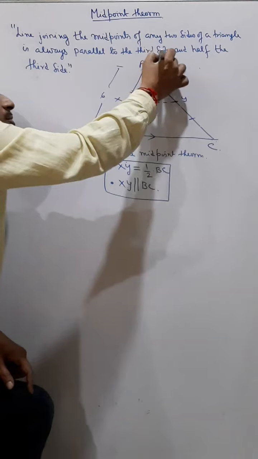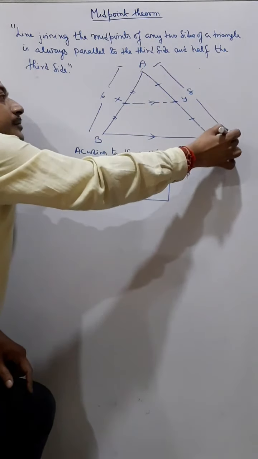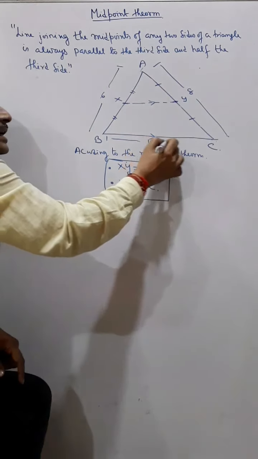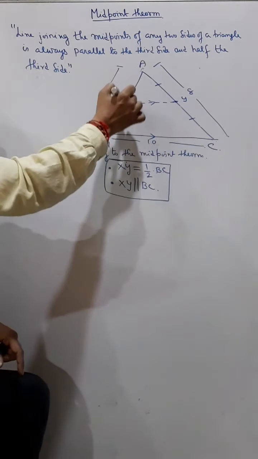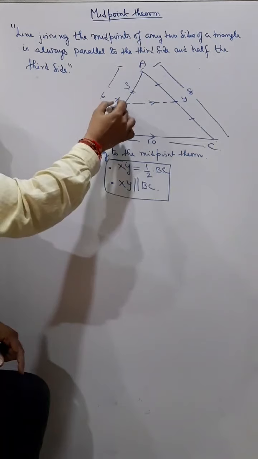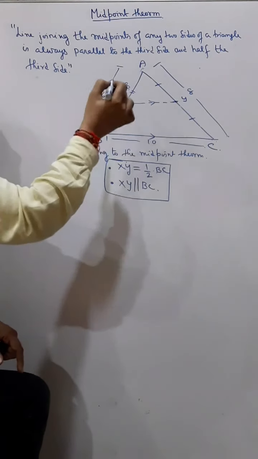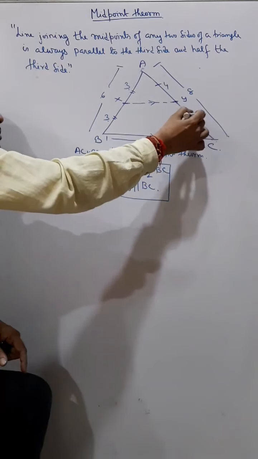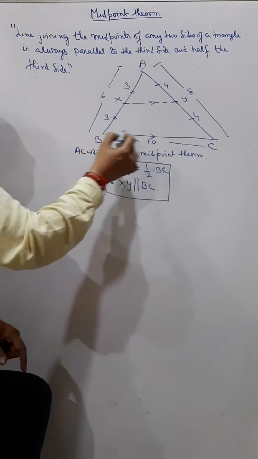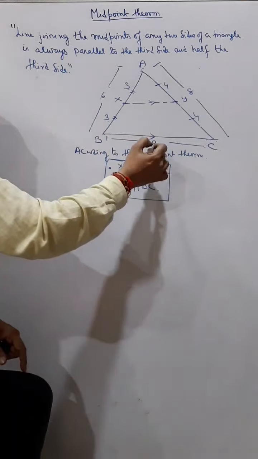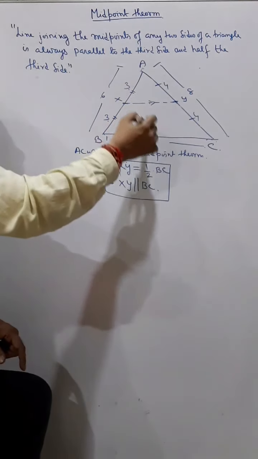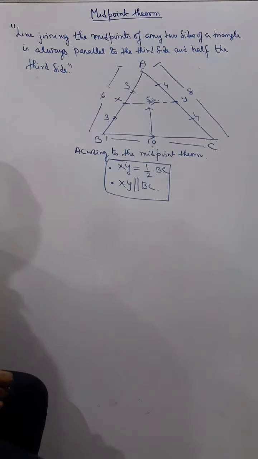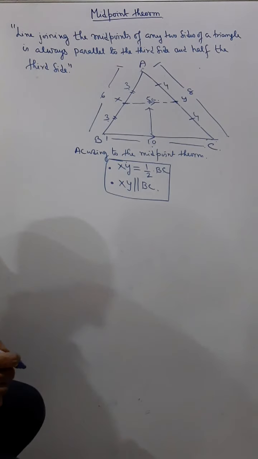So that means suppose the length of AB is 6, and suppose this is 8, and suppose this is say 10, then I can say that AX equals 3, XB is also 3 because X is the midpoint, AY is 4, YC is also 4, and that means if BC is 10, then XY will be half of that. Automatically XY will be 5 centimeter. Understand?